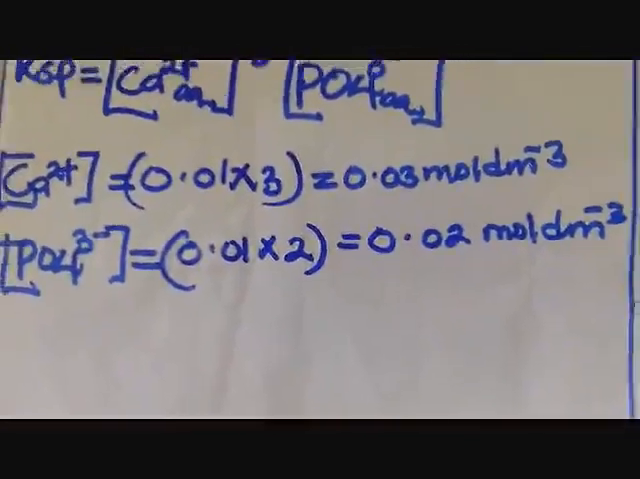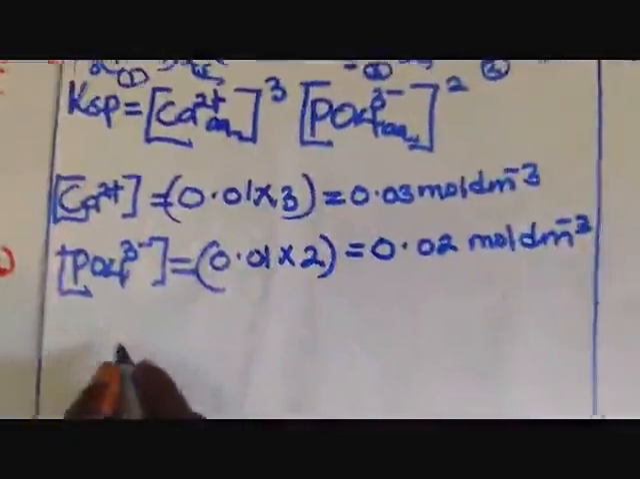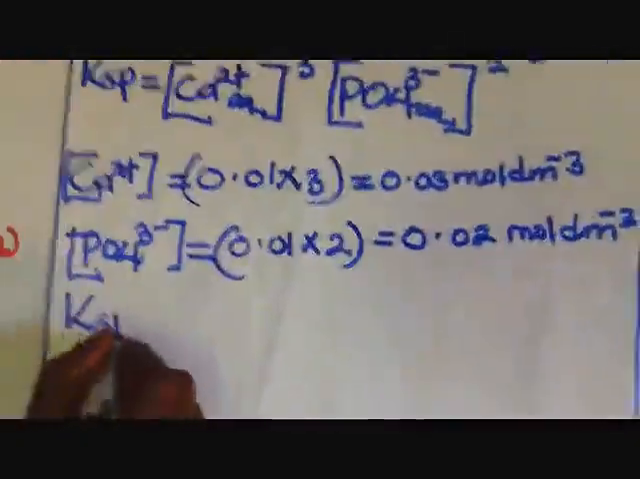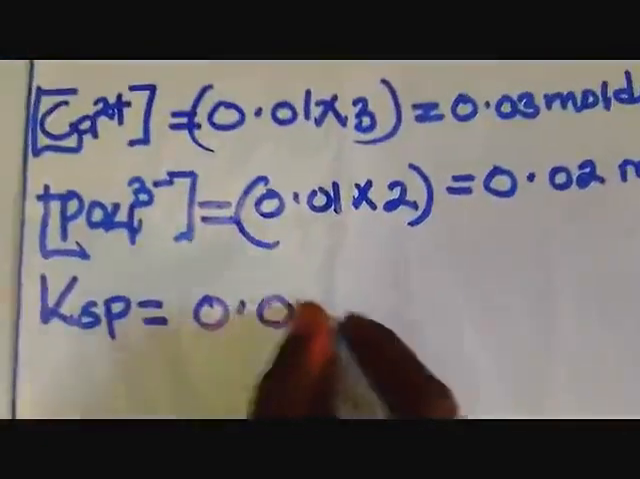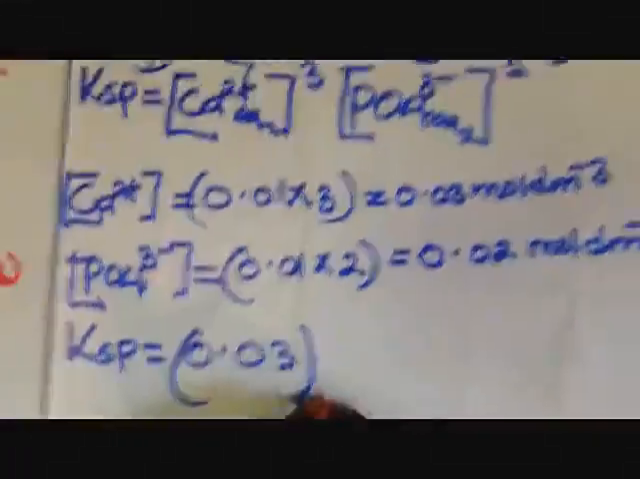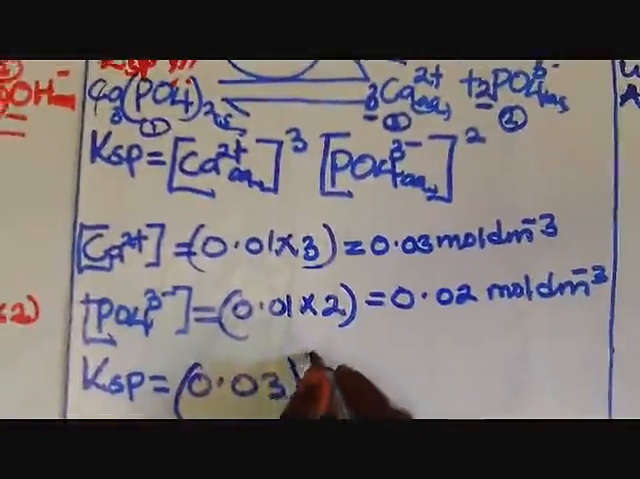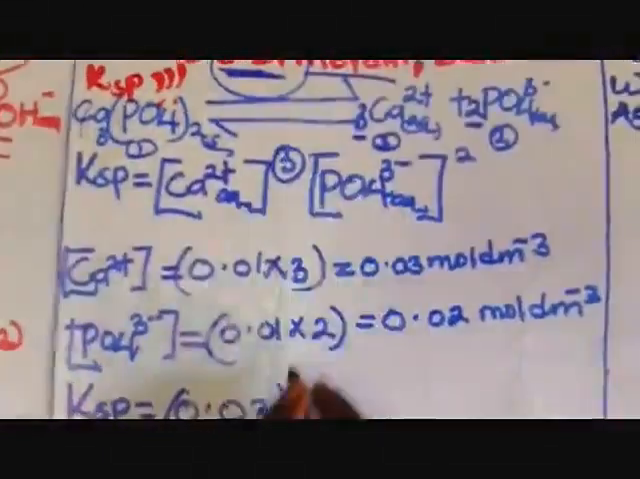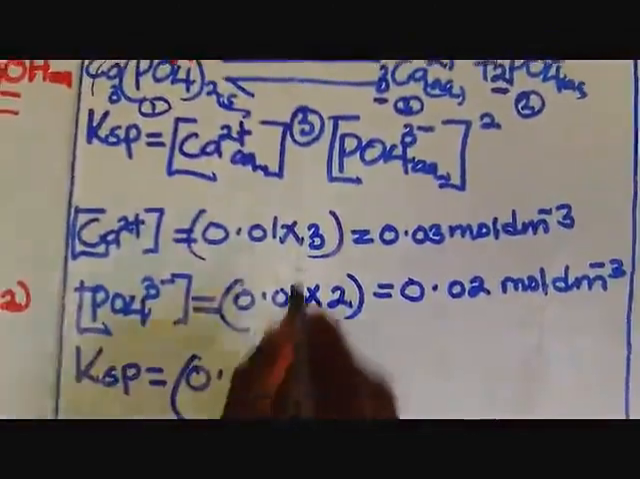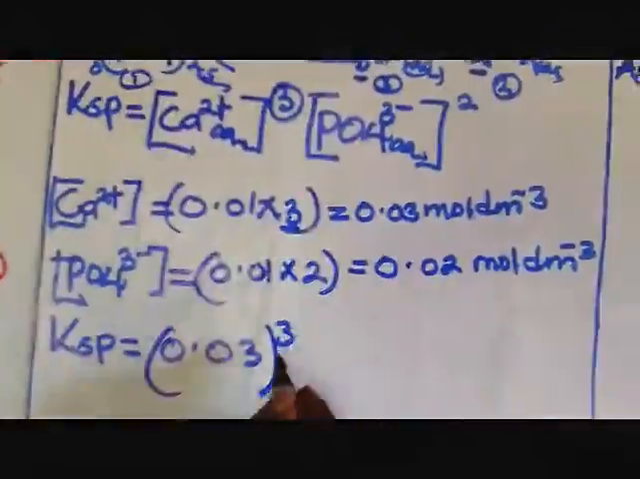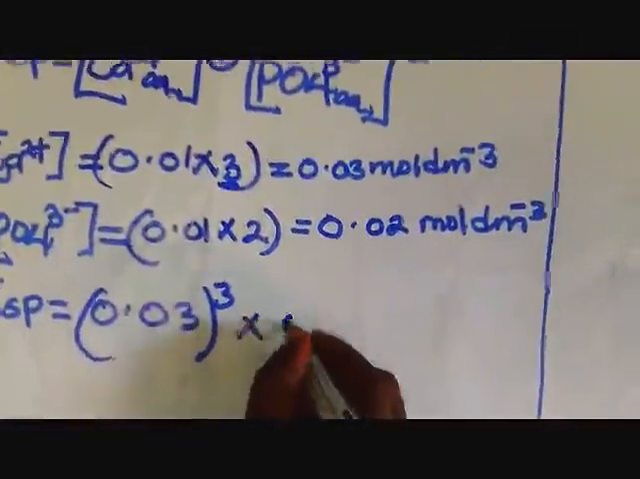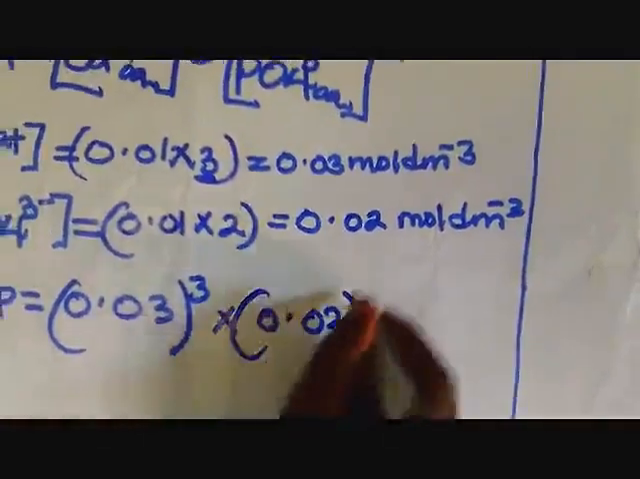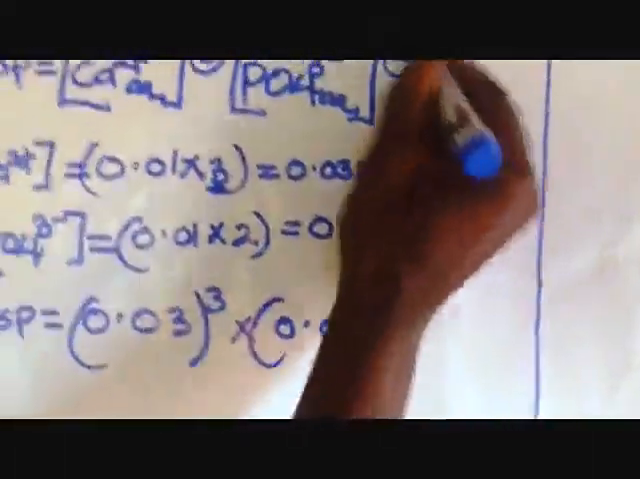After obtaining our moles per decimeter cubed, we are now going to substitute into our expression. So we are going to say Ksp is exactly equal to the 0.03. This is now the concentration of calcium ions powered by what? Powered by the coefficient here. Don't forget it. That is powered by 3. Don't confuse it here. After multiplying, you forget again to cube here. After doing that, we shall set times the 0.02, but again we have to bring a coefficient, this coefficient.